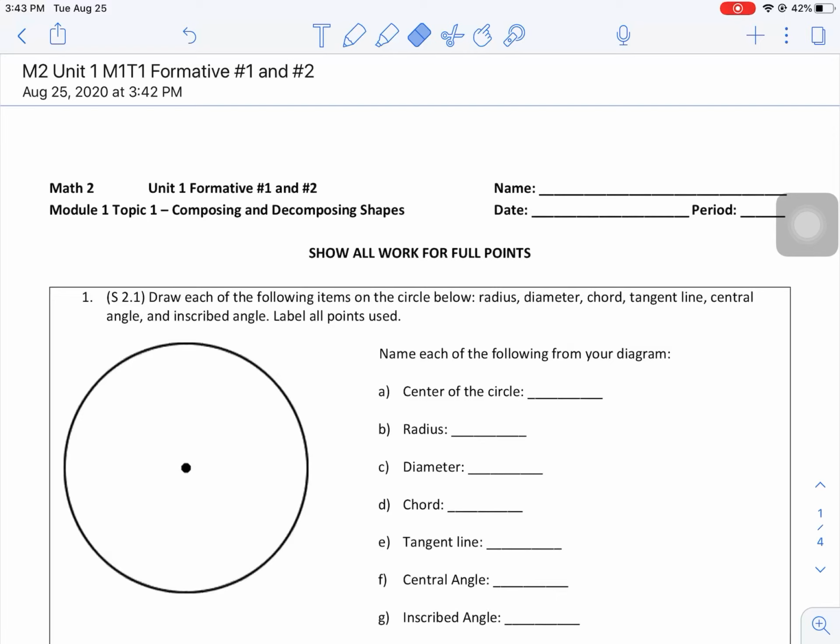Hello, Math 2 students. What I'm doing is I'm putting formative 1 and formative 2 together, and we're going to walk through it together. All right. So the best thing for you to do as I'm doing these problems is to see if you can kind of figure out the answer ahead of time or something ahead of time. Don't just wait for me.